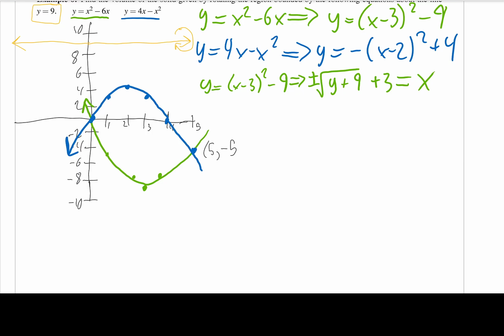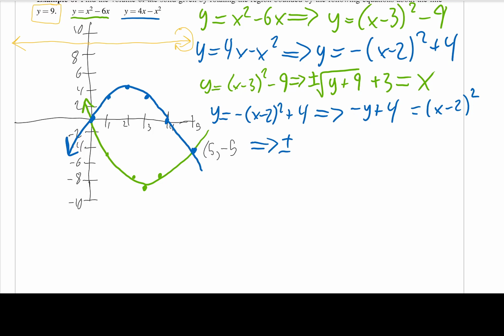Now, let's look at the blue one. So the blue one is going to be, let's see, we have negative x minus 2 squared plus 4. So I'd have to subtract over 4 and then multiply by a negative 1. So that's going to be negative y minus 4 equals x minus 2 squared. To rewrite that, that's negative y plus 4 equals x minus 2 squared. I can now take a square root, do my plus or minus, and then add over the 2.